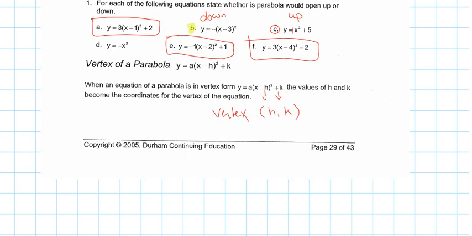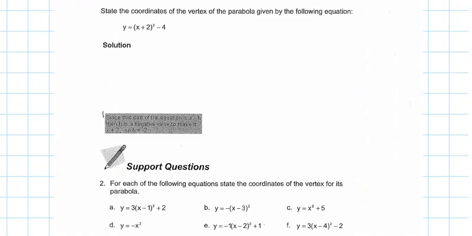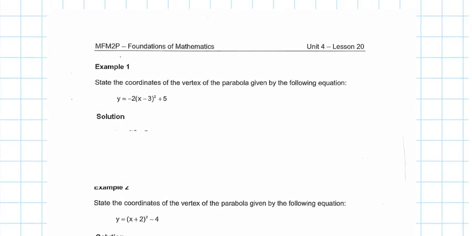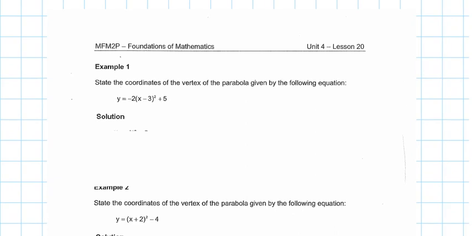Are we okay with this? So, if you're looking at this equation right here, state the coordinate of the vertex of the parabola given by the following equation. So the equation is y equals negative 2, bracket x minus 3 squared plus 5. What is my vertex? Vertex is 3, 5, and I have to write it in brackets, right? It's a point.